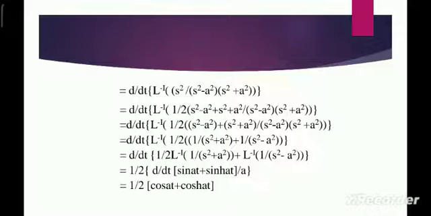That can be written as 1 by 2 into d by dt of the first part, namely L inverse of 1 by s squared plus a squared, which is sin at by a, whereas the second expression is sinh at by a. Therefore, we have d by dt of sin at plus sinh at by a. When you take the differential, the answer is cos at. Differential of sin is cos, and differential of sinh at is cosh at, by a. So 1 by a is common here. By cancelling it, we'll get 1 by 2 into cos at plus cosh at. This is the answer.